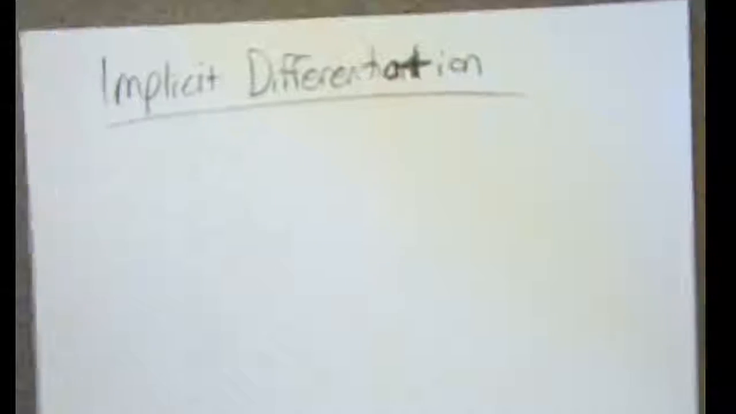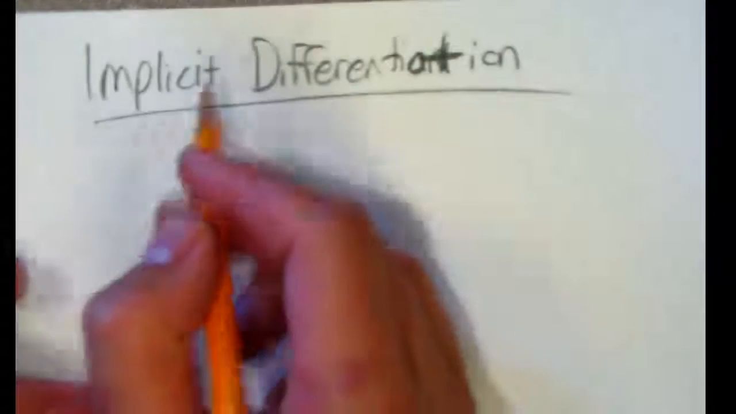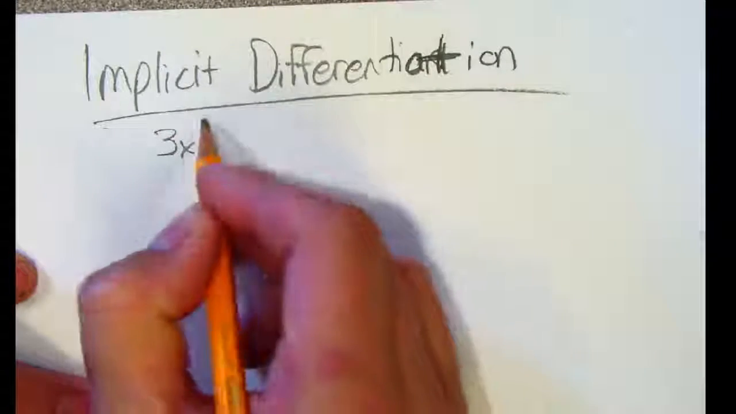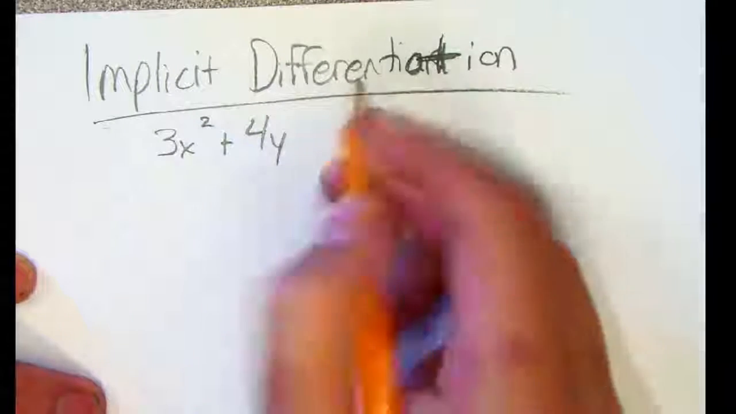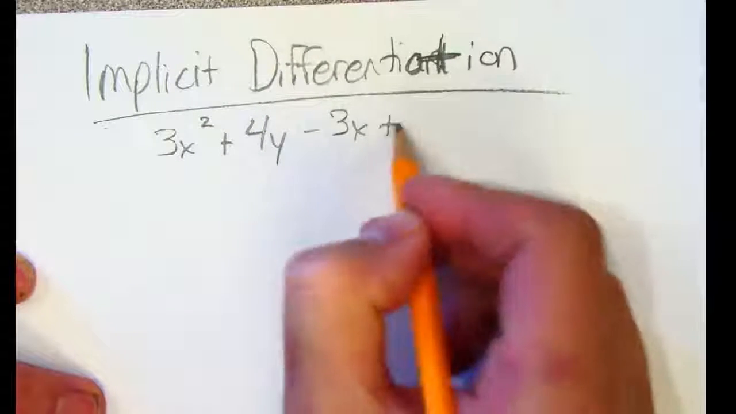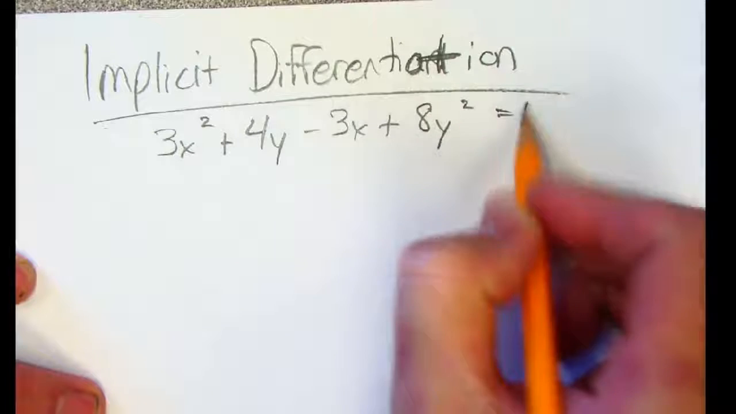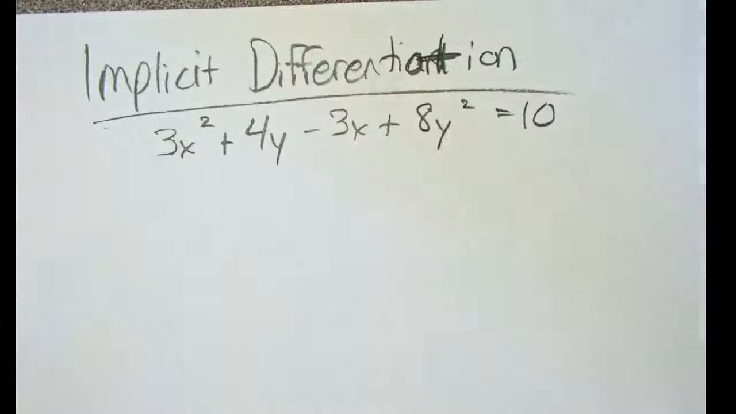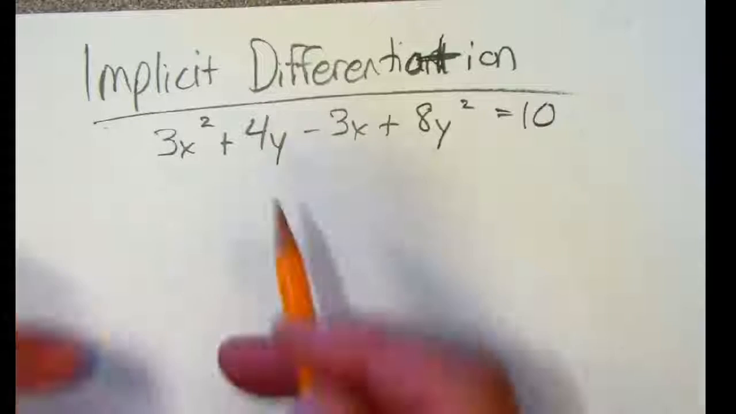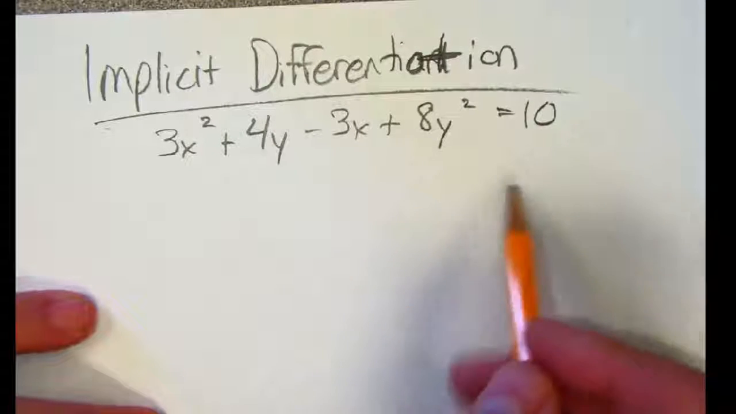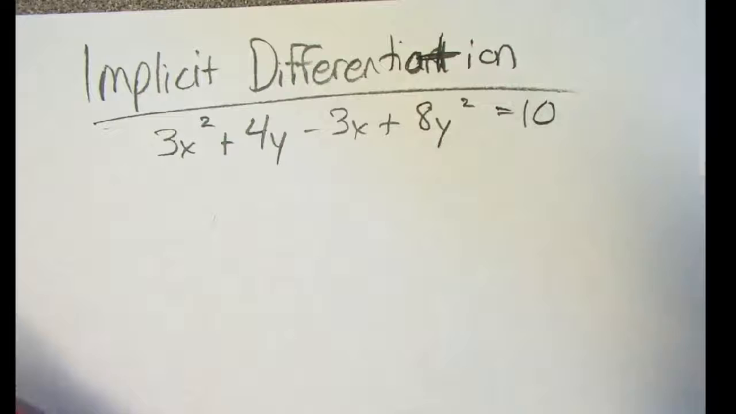So, for example, if I gave you 3x squared plus 4y minus 3x plus 8y squared equals 10, and I told you to take the derivative of it, ideally you'd be able to rearrange things so it said y equals something in terms of x's, so you had a y over here and a bunch of x's over here, and you could do the derivative like we've normally learned. You can't do that though.